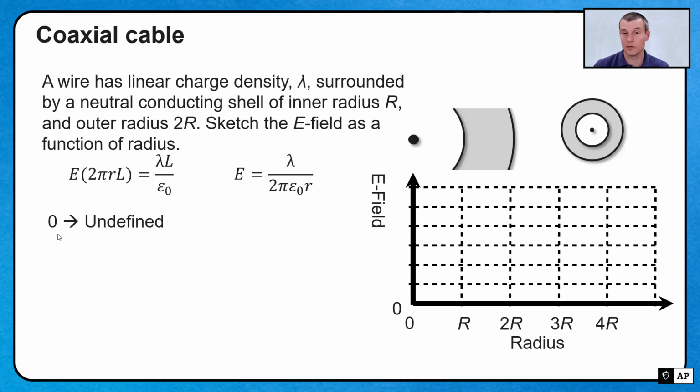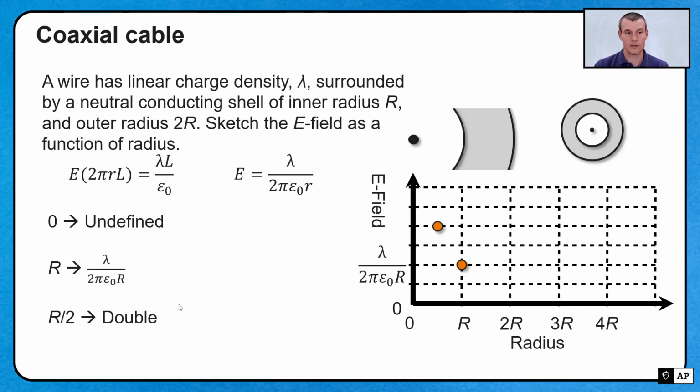Doing the same graphing that we did before, at 0, this is going to be undefined. When I'm crazy close to that charge, it's a very strong E field. But as I move away to r, it'll turn into r. And if I go half of that distance, I know this is going to end up doubling, because if I'm half the distance, it'll double. So I get these 2 points that exist.